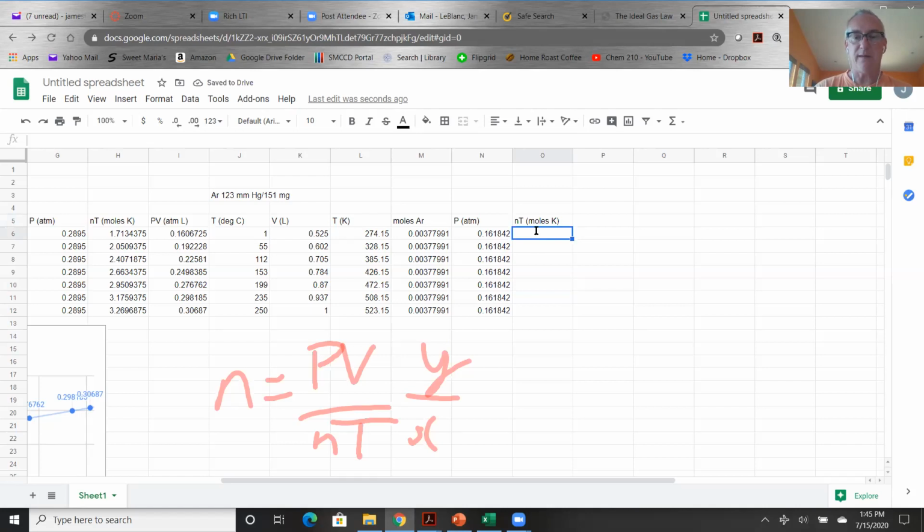And that is just going to be multiplying our L6 times our M6, and we just drag that all the way down. Okay. And then on the top, we want PV. So we want PV here.